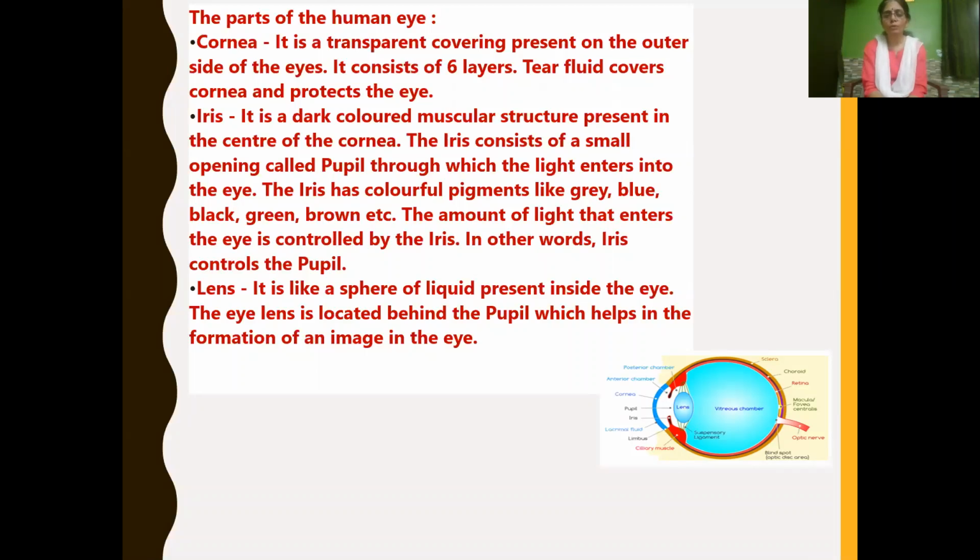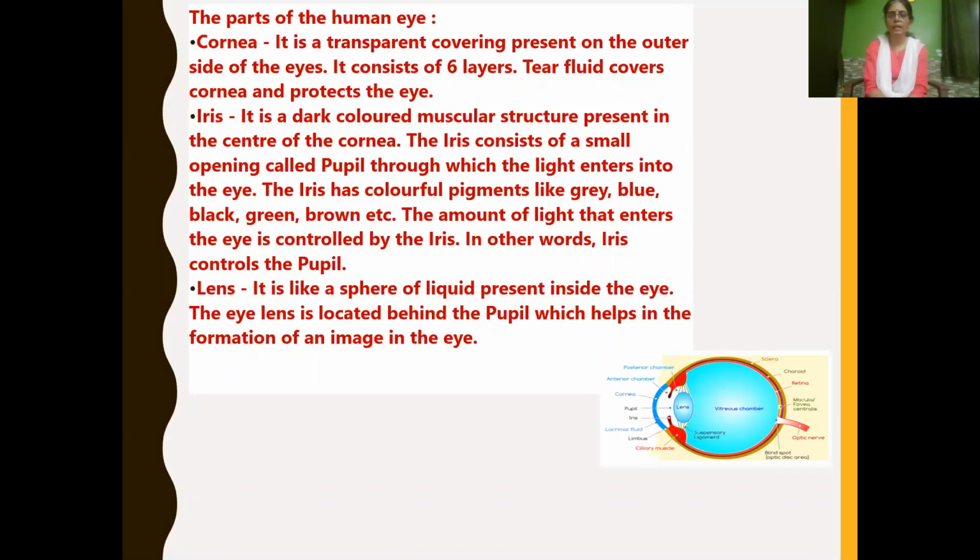And the amount of light that enters the eye is controlled by the iris, or we can say iris controls the pupil. Pupil is the opening, isn't it? Through that opening light enters. So the amount of light that enters the eye is controlled by the iris.